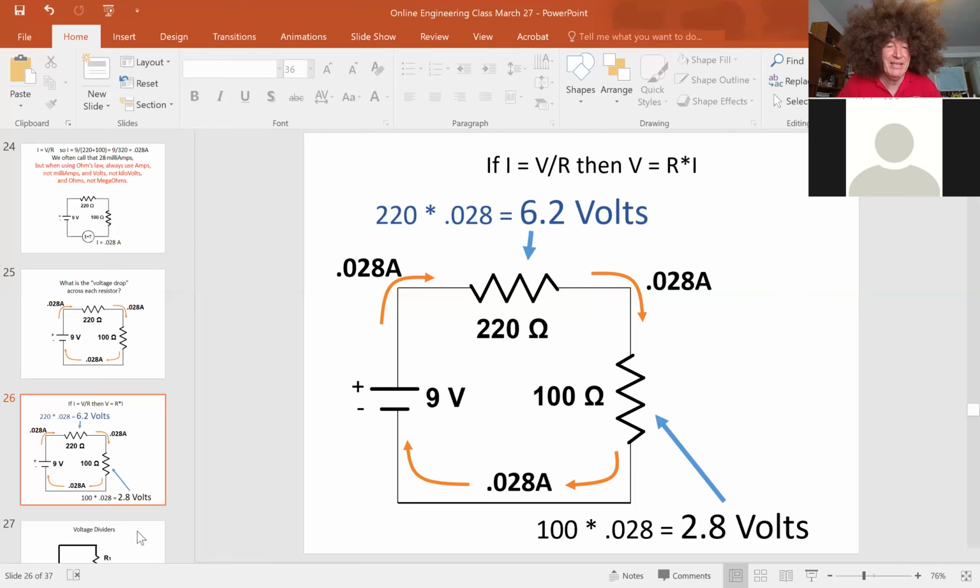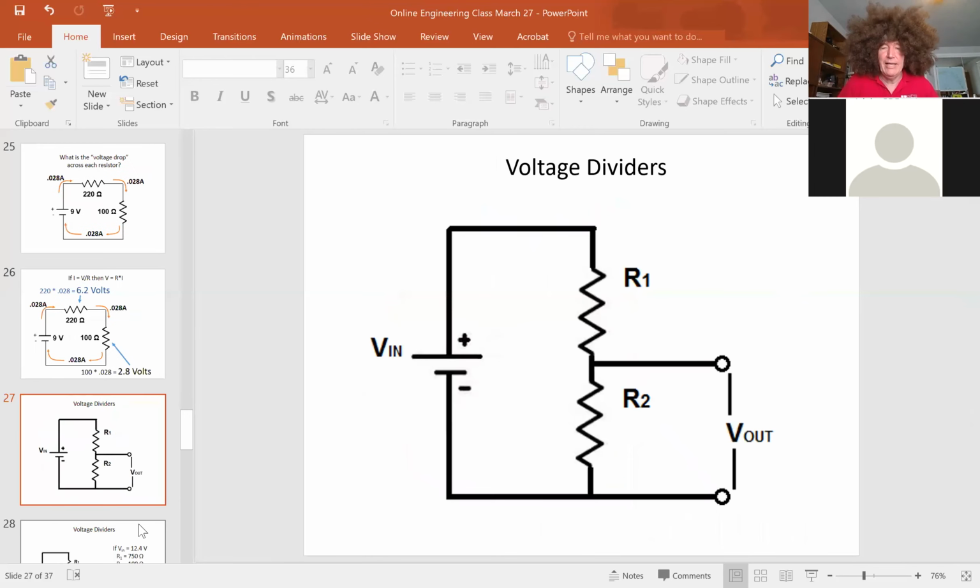Now that you understand that, we can get into what we call a voltage divider. This is the key to making our Rev2 burglar alarm using an inexpensive photoresistor instead of an expensive solar panel. We need to understand how voltage dividers work.